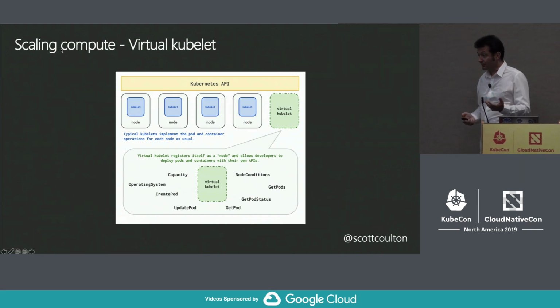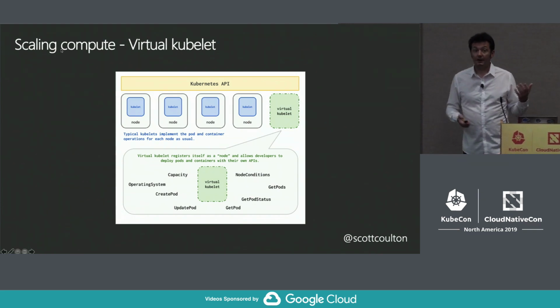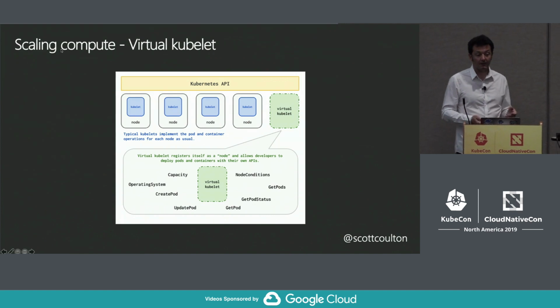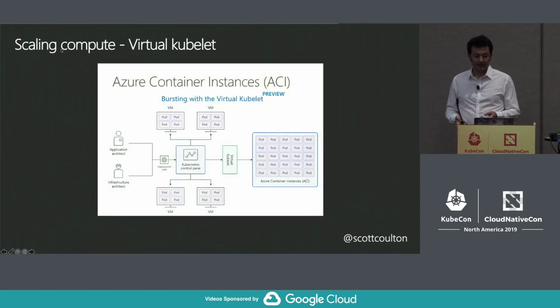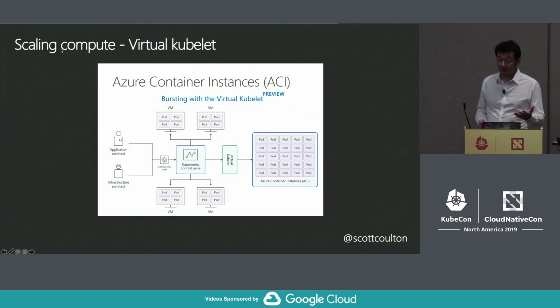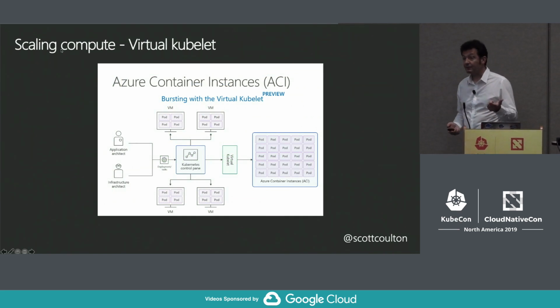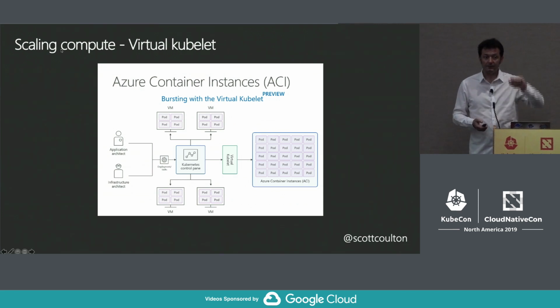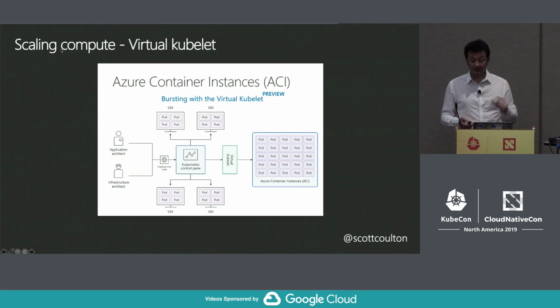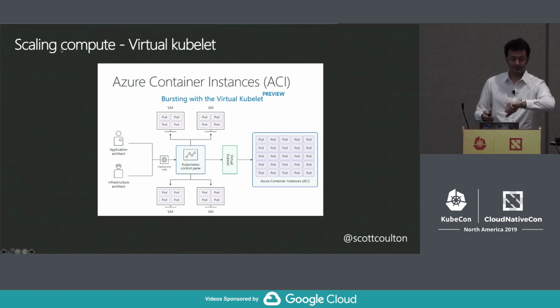Virtual Kubelet is an open source project. There are many other implementations for Alibaba, AWS, and others. And it supports Linux containers, Windows containers, and nodes with GPUs. So you specify that in the characteristics of your deployment for your pod.